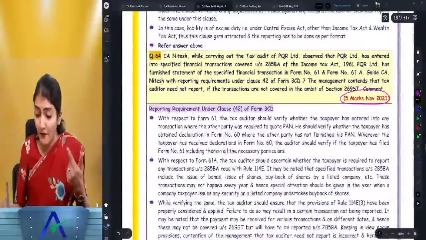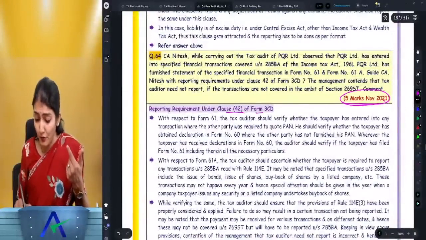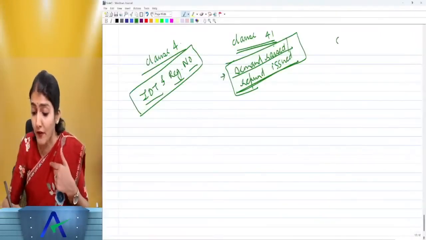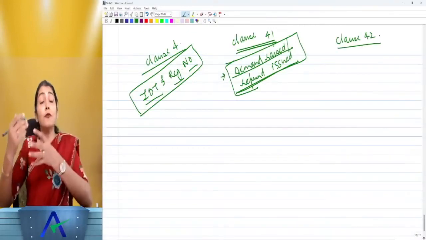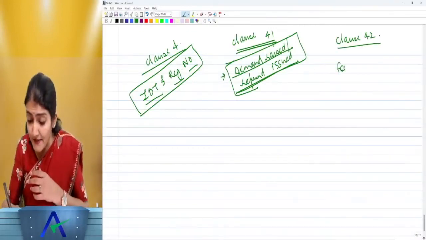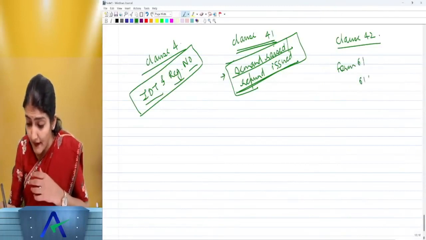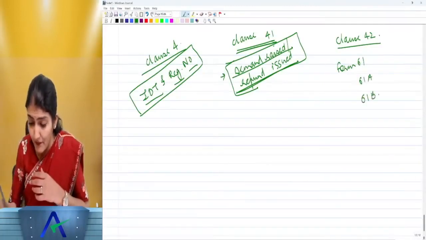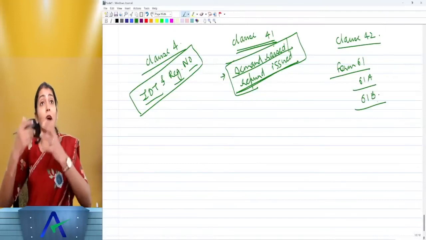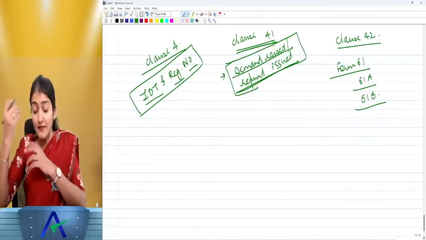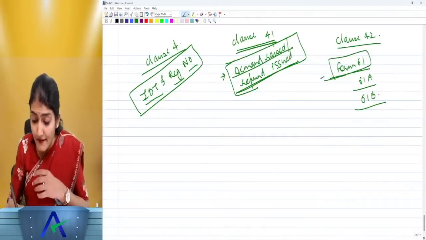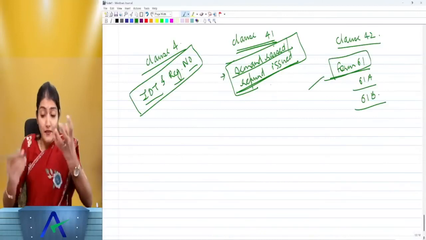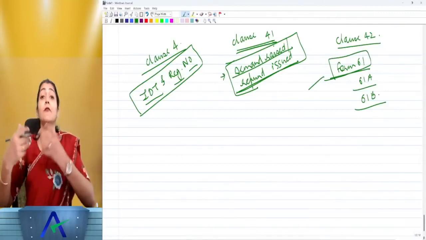Then recently there was a question asked regarding clause 42 of Form 3CD. What is clause 42 of Form 3CD? Whether the assessee is liable to furnish a return under Form 61A and 61B. Now, when is the assessee required to furnish the return under Form 61? When the assessee is in receipt of Form 60, and the receiver of Form 60 has to file Form 61.